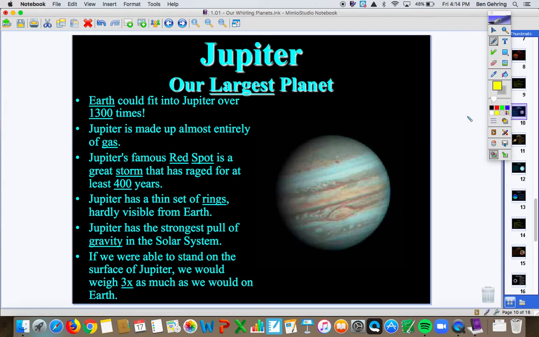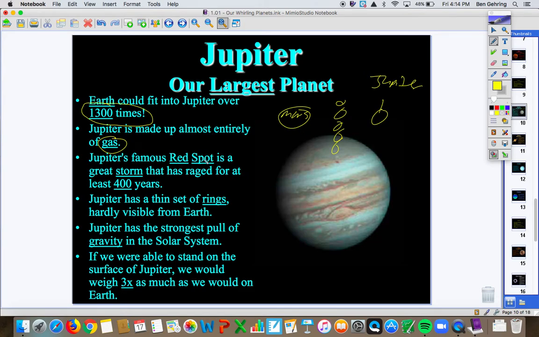So our next planet out from the sun is Jupiter. After Mars we have the asteroid belt. So it goes Mars, asteroid belt, and then we have Jupiter. Jupiter is our biggest planet. We could fit over 1,000 Earths into Jupiter, which is pretty nuts. But Jupiter is made almost entirely of gas. So all these colors you see are different gases.